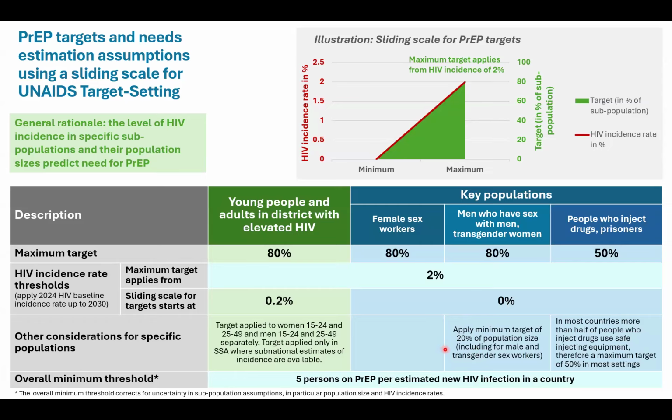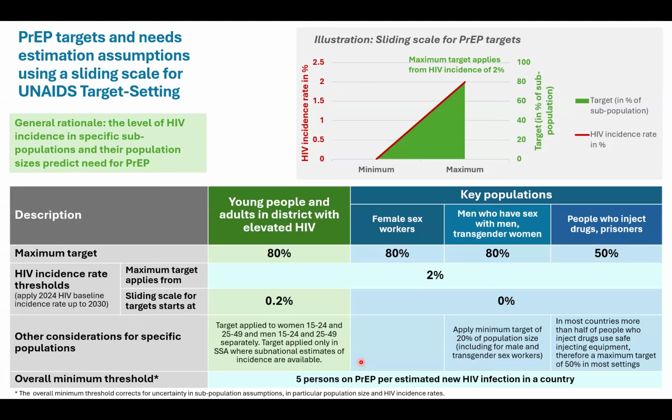The other consideration that I haven't touched on here has to do with men who have sex with men, where the minimum target is 20% of the population. And there is an overall minimum threshold that's applied that we would like to reach 5 people on PrEP per estimated new HIV infection in a country. So that's all to say that there's quite a bit going on with the PrEP target calculation.